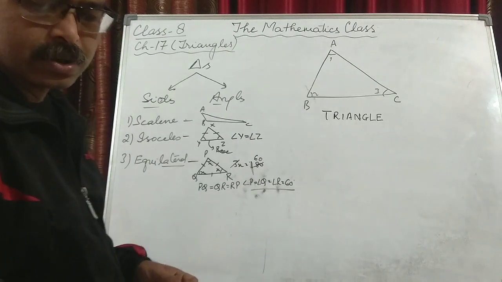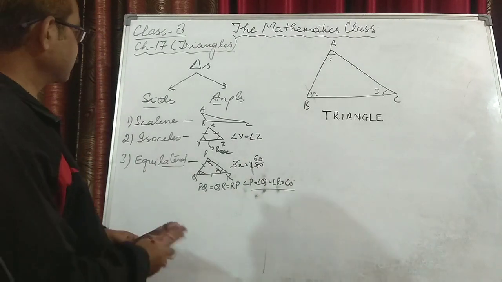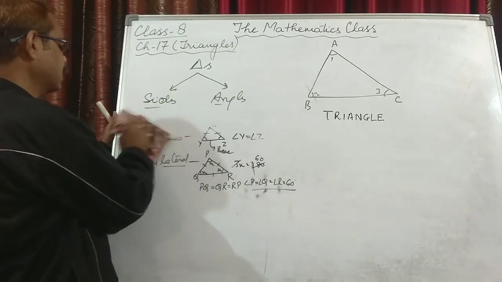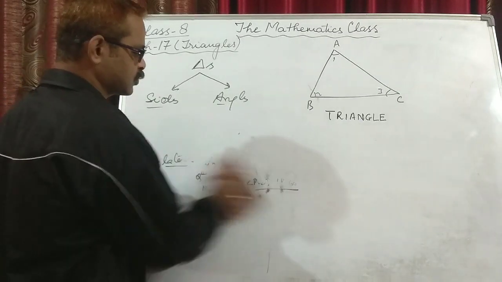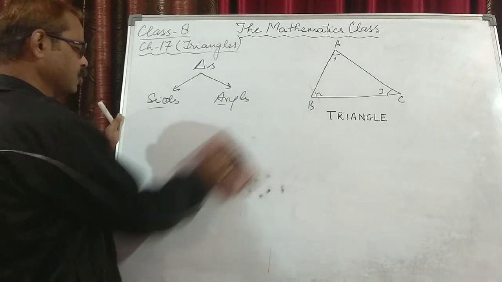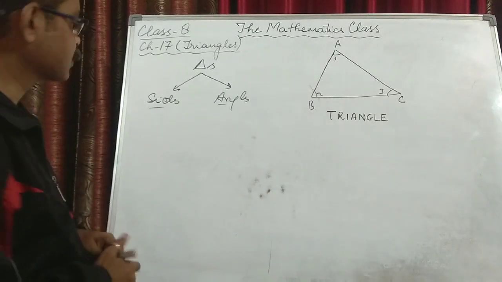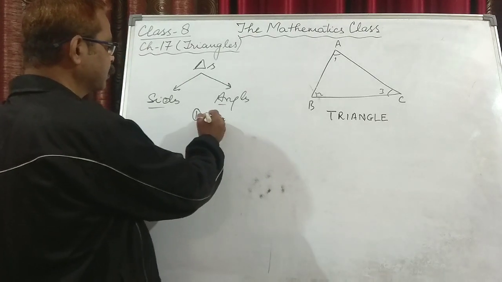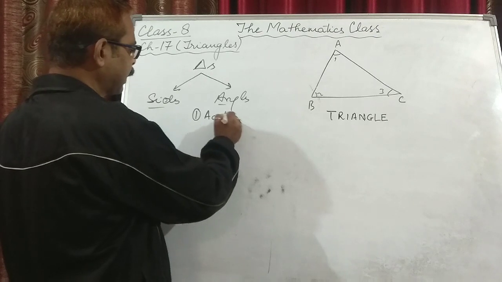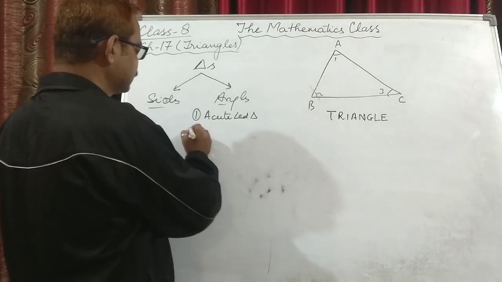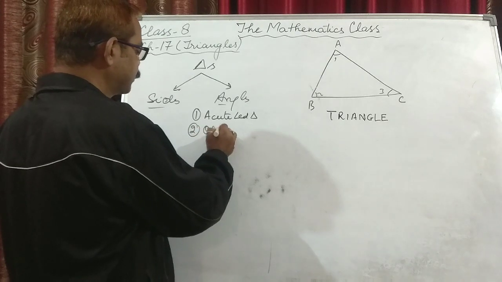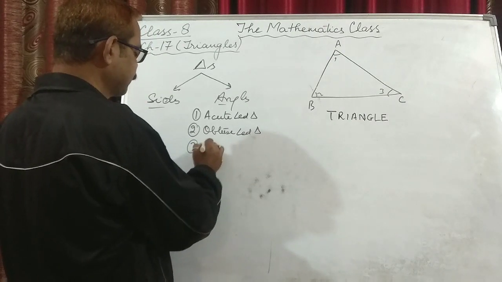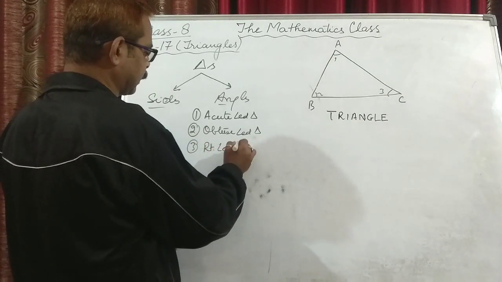Now this was a brief discussion about the types of triangles on the basis of sides. Now we move on to the types of triangles on the basis of their angles. So there are again three types of triangles based on their angles. First is acute angled triangle. Second is obtuse angled triangle. Third is right angled triangle.